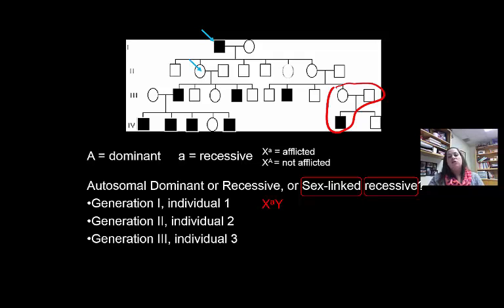Now let's look at generation 2, individual 2. This is a female, so she's going to have two X's. However, she is normal, so she's going to have at least X big A. However, she has sons who are affected, so she's X little a. Generation 3, individual 3 is located here. It's a male and he's normal, so he's got X big A, Y.